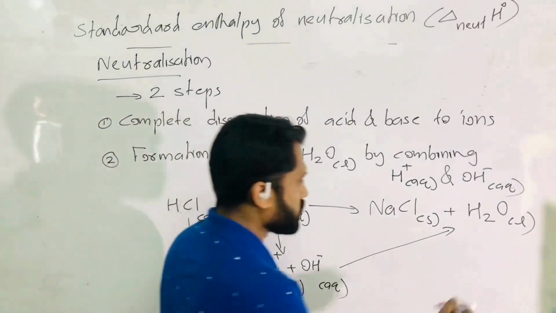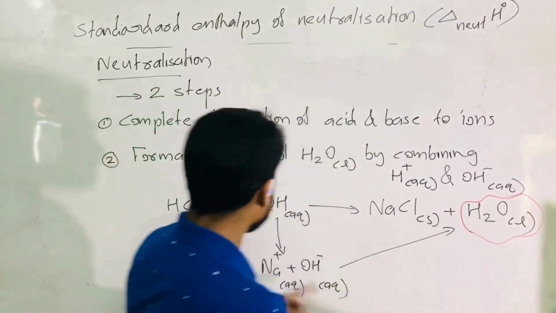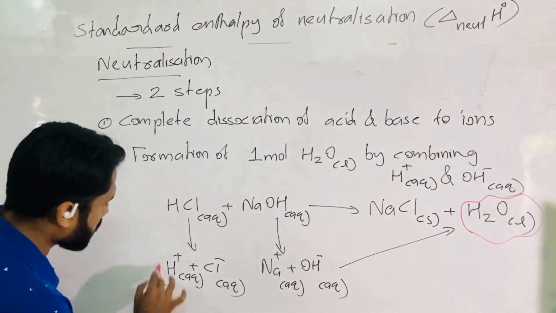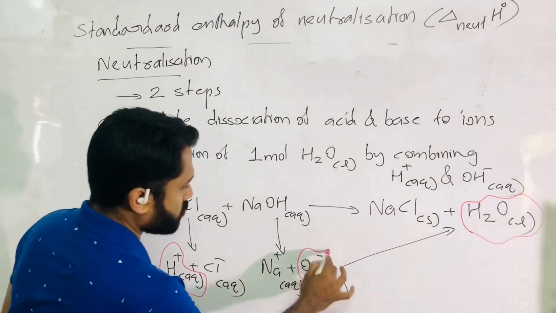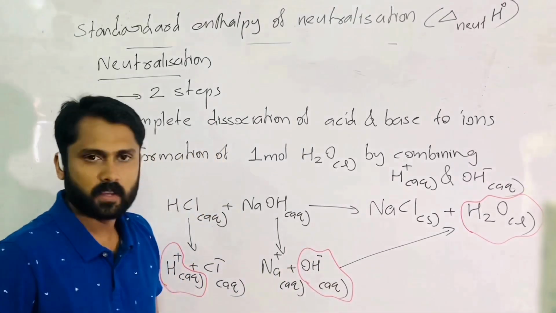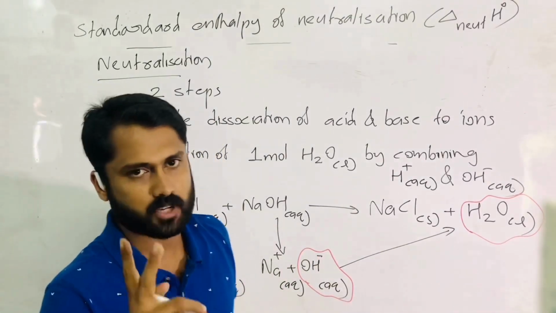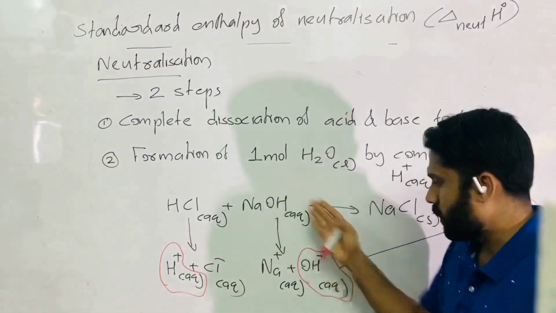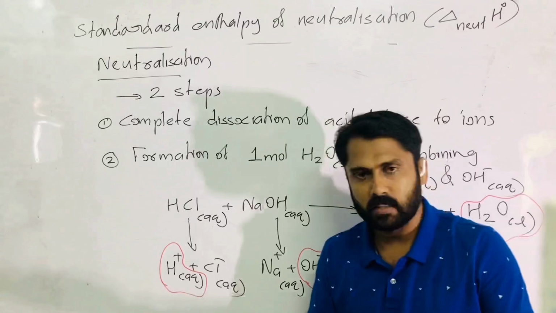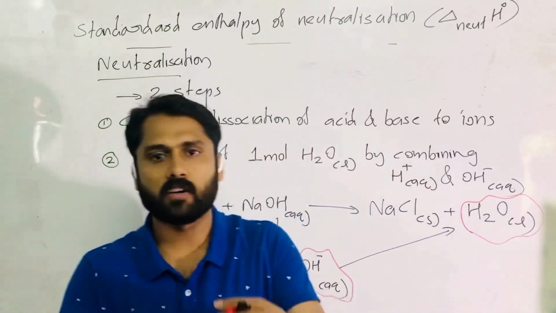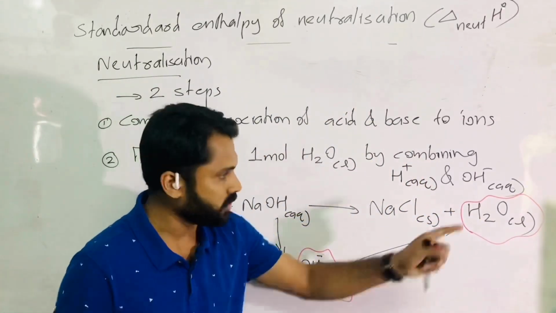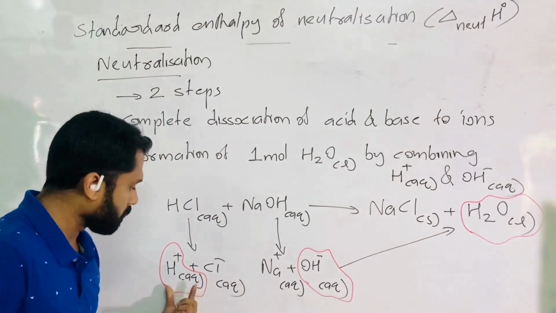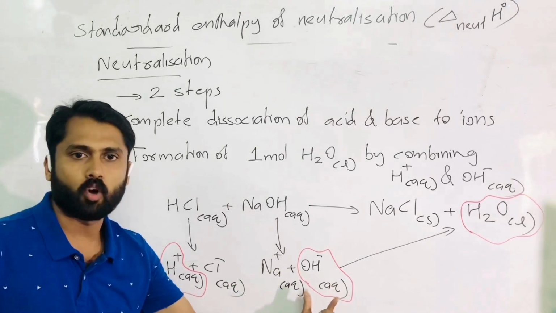So, what is the second step? Formation of 1 mole H2O liquid by combining H plus aqueous and OH minus aqueous. To summarize, the neutralization process involves 2 steps. Number 1, complete dissociation of acid and base into ions. Then these ions combine to form salt and water. I am focusing on that water. 1 mole H2O liquid is formed by combining H plus and OH minus.